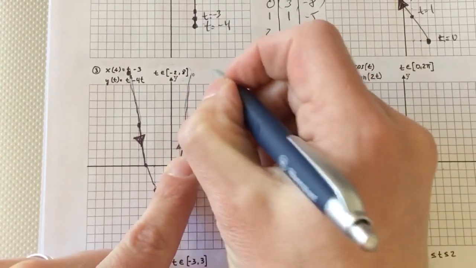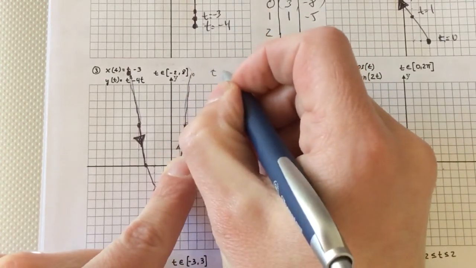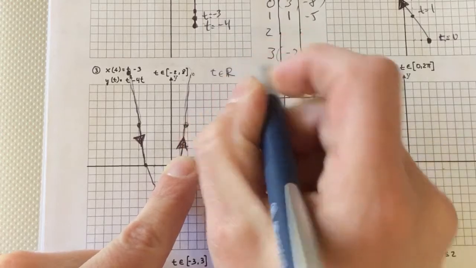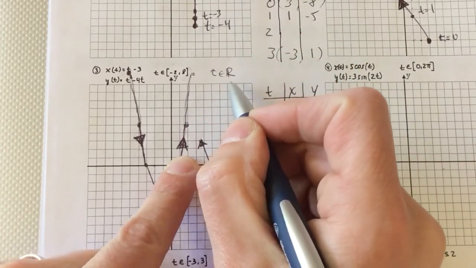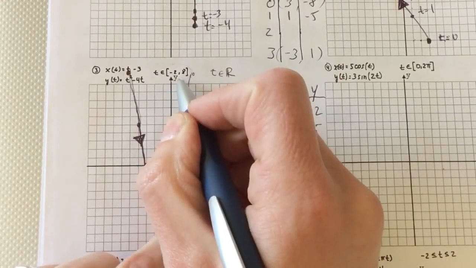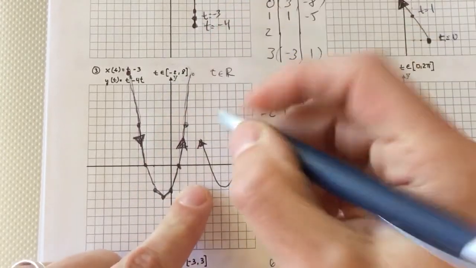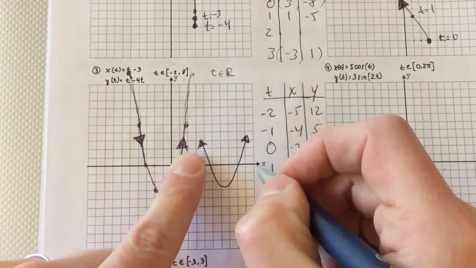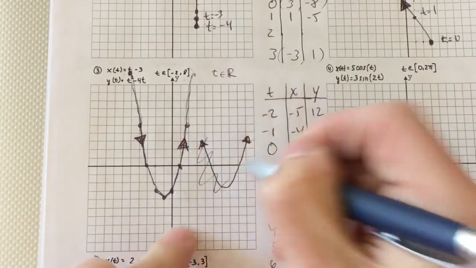We could just say that t is all real numbers, then it would keep on going in both directions. But because we have a beginning and an end, it stops. We do not have arrows on the end of our graph. It stops there.